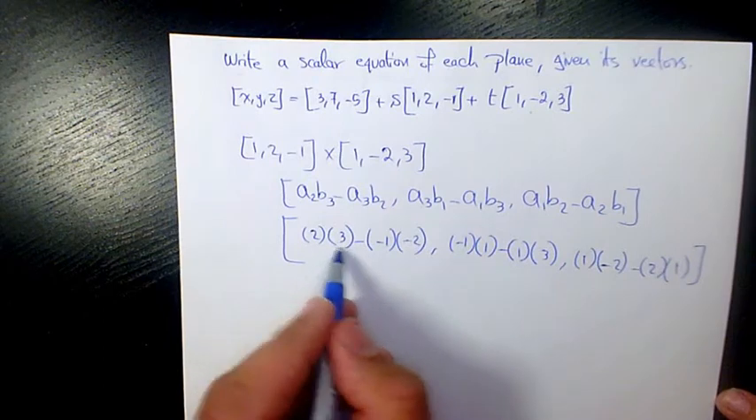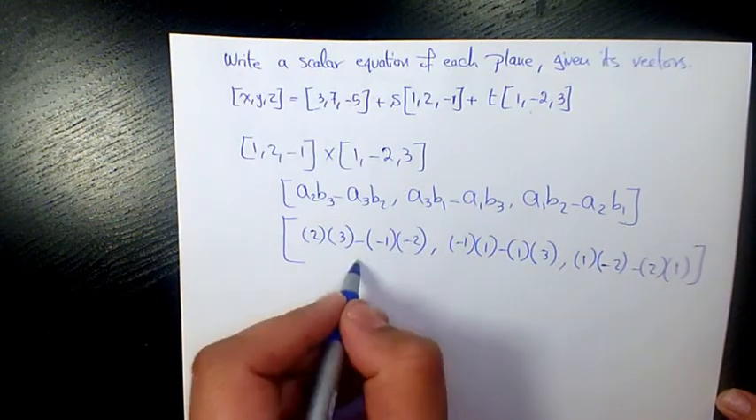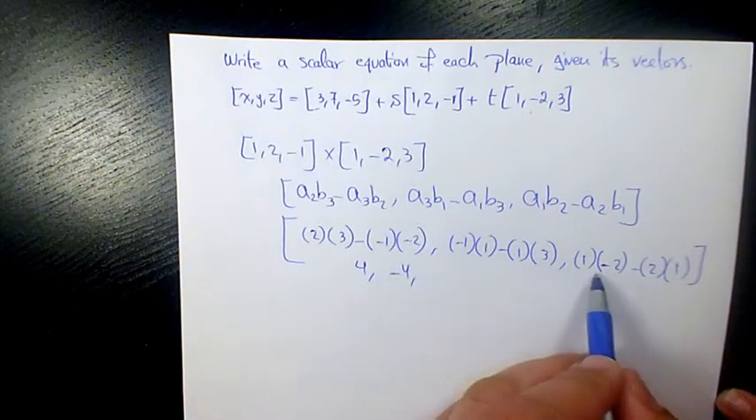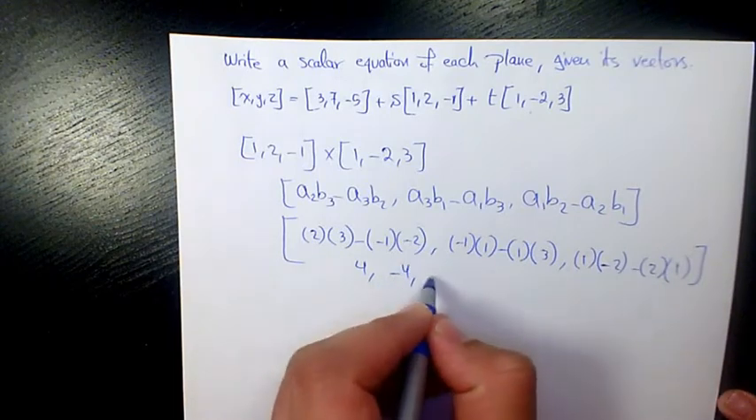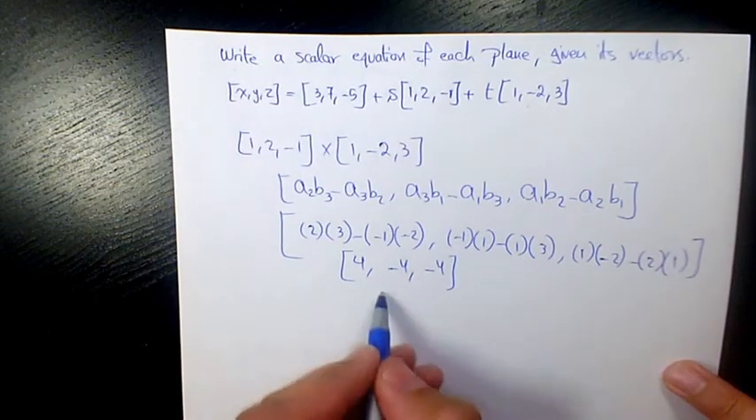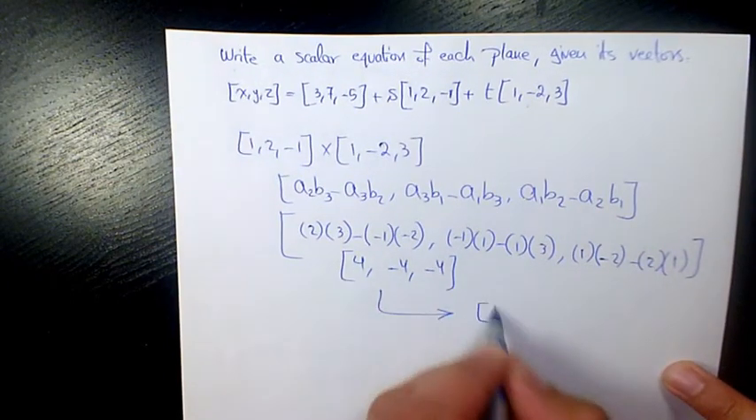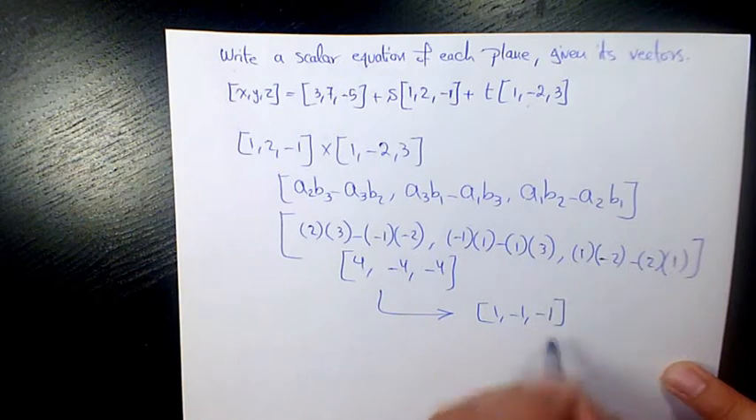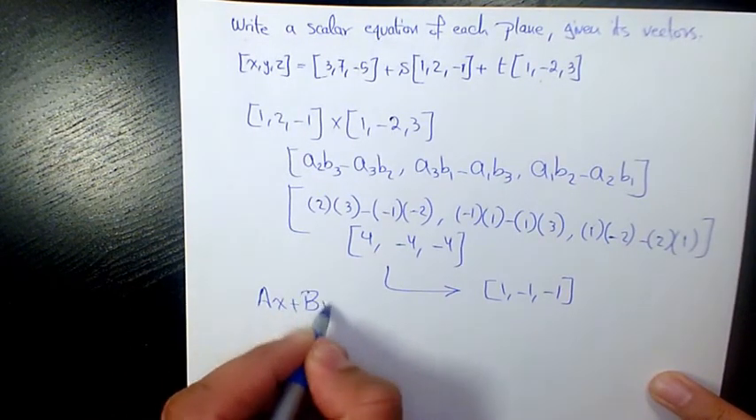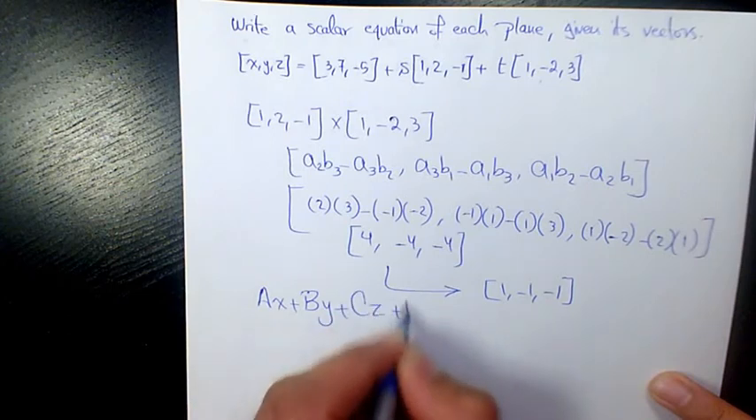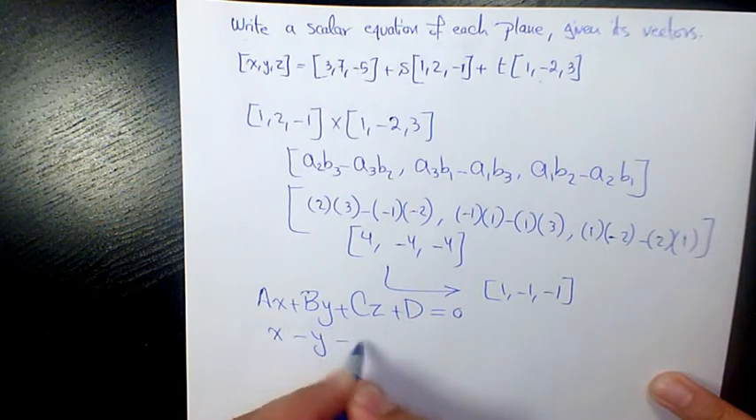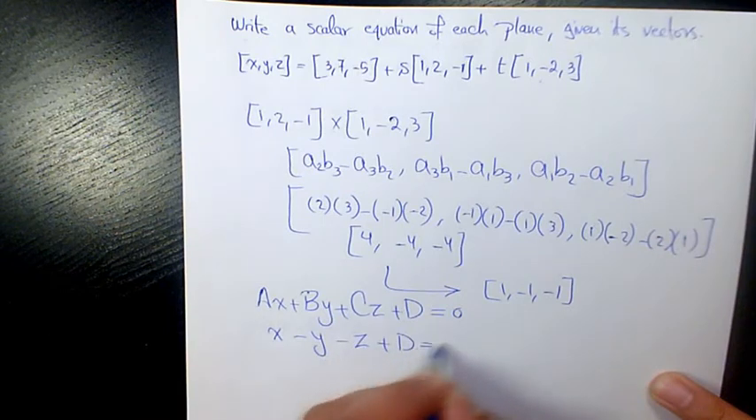So it's going to be 6 minus 2, which is 4. Negative 1 minus 3 is negative 4. Negative 2 minus 2 is negative 4. So that's going to be the normal vector. We can reduce it to 1, negative 1, and negative 1. So it's going to be ax plus by plus cz plus d equals 0. So we have x minus y minus z plus d equals 0.